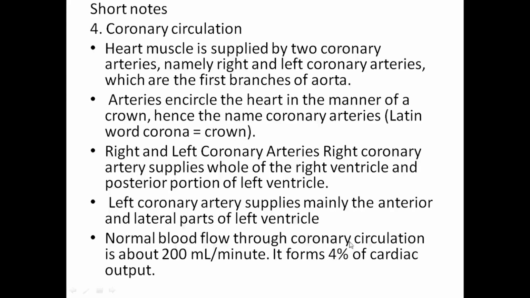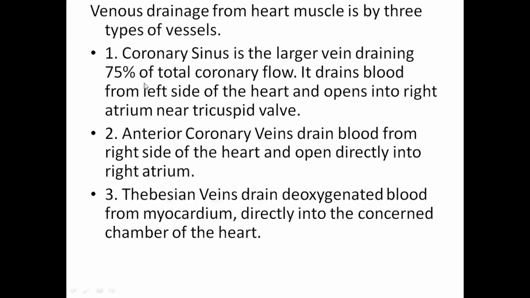Normal blood flow through the coronary circulation is about 200 ml per minute. It is about 4% of the cardiac output. The venous drainage from the heart muscle is by three types of vessels. First is the coronary sinus, the large vein which drains 75% of total coronary flow. Second is the anterior coronary veins, which drain blood from the right side of the heart and open directly into the right atrium. And third is the thebesian veins, which drain deoxygenated blood from the myocardium directly into the concerned chamber of the heart.